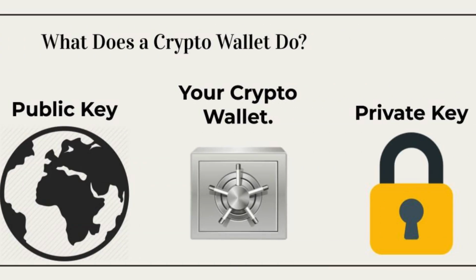Now, what is a crypto wallet? A crypto wallet is basically a personal bank account used for cryptocurrencies. It allows you to store, send, and receive cryptocurrencies such as Bitcoin, Ethereum, and Solana. But here's the thing. They don't actually store your crypto. Instead, they store the private and public keys to your crypto, which is basically like the passwords and addresses for accessing and managing your cryptocurrencies.